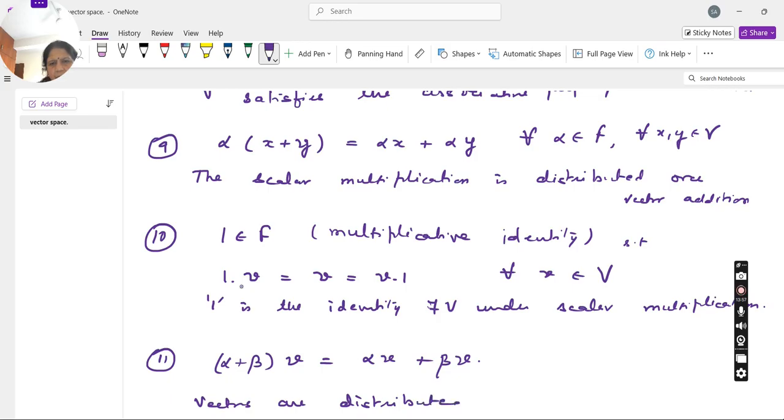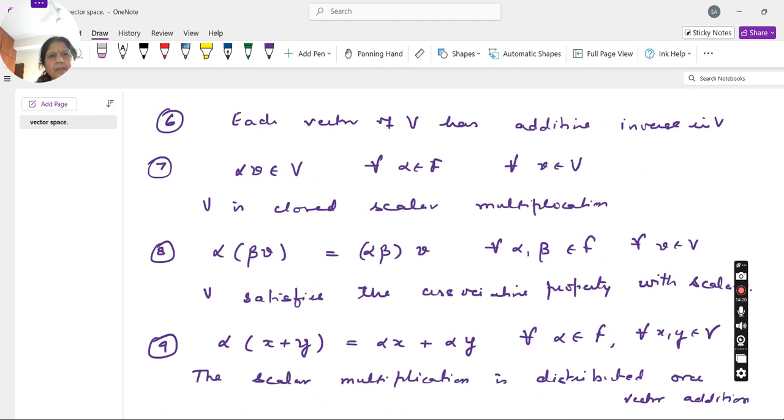Distributed over scalar addition. So if it satisfies all these 11 properties, then we say this is a vector space. Okay, so we have all these properties. Let me see if anything is left.